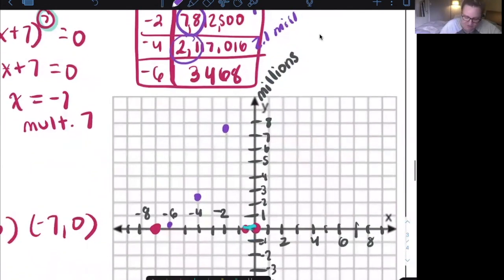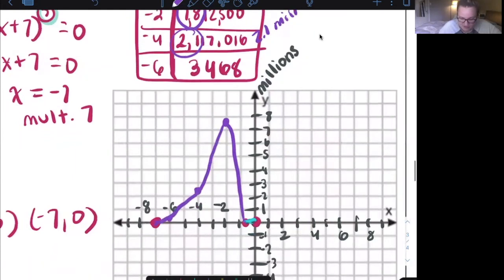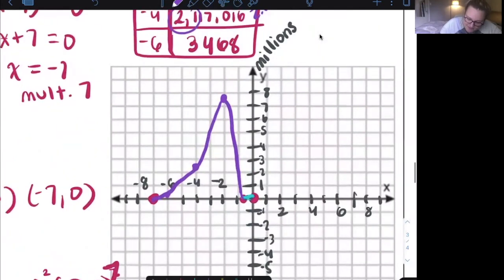So this graph does something funky between these two x-intercepts. We increase and we go up to like 7.8 million, and then we start to come back down, and then we do a little curve, and then we come down to this. And this is supposed to be a curve. These should be smooth in between each point here, but it just looks a little funky, which is fine.